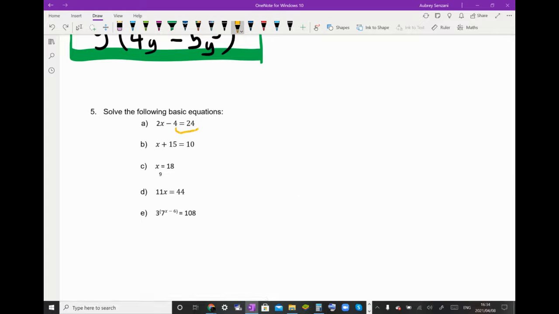We throw over this 4 to the other side, it becomes a positive 4. So that's going to be 2x is equal to 28. Then divide by 2 over this side, because we know what we do on the one side, we have to do on the other. This is going to become x is equal to 14.